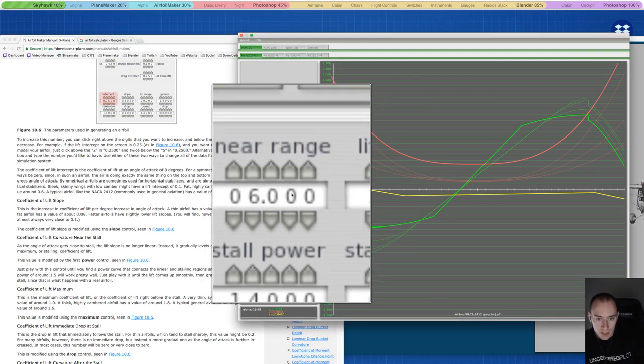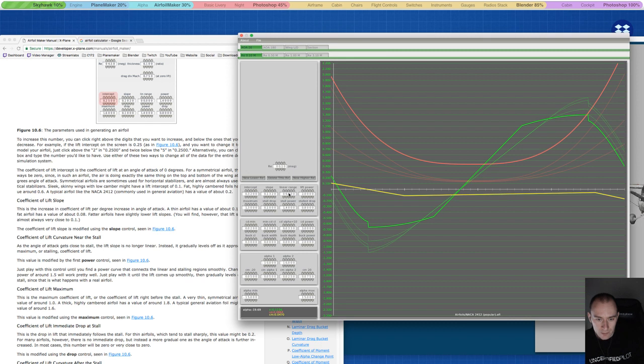But we skip linear range here. What does linear range do? This is the range of angle of attack from 0 to either direction that provides a linear increase in lift. Okay. Graphically, I know what this number stands for, and we know what it kind of does, but there's little context in my mind now of what that actually means in terms of the airfoil shape.